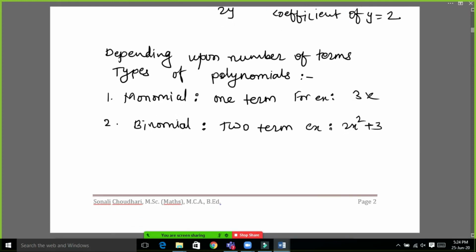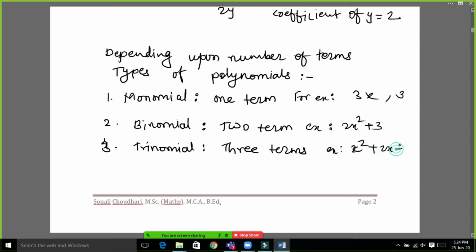Any constant term is also a monomial. Suppose the constant is 3 here, so it is also a monomial. Now the third is trinomial. Tri means 3, so trinomial means a polynomial having 3 terms. Any polynomial having 3 terms is known as a trinomial. For example, a polynomial having degree 3 and 3 terms: x square plus 2x plus 3 is a trinomial.